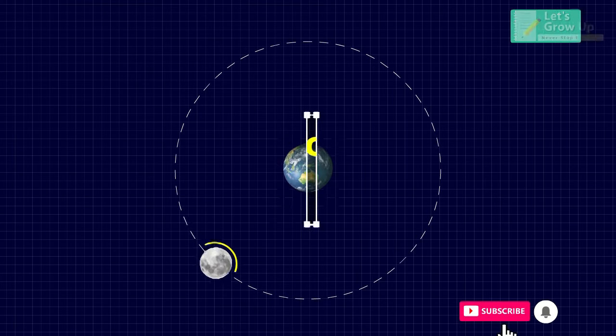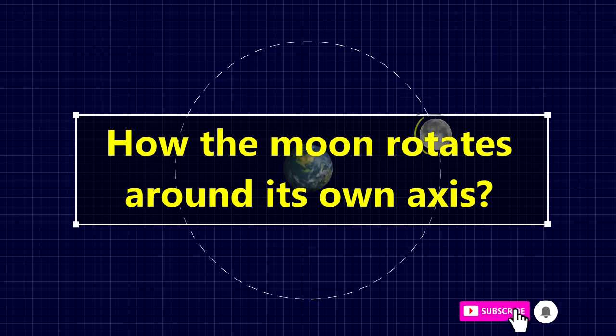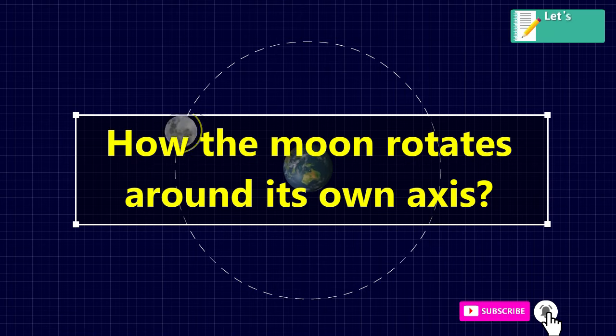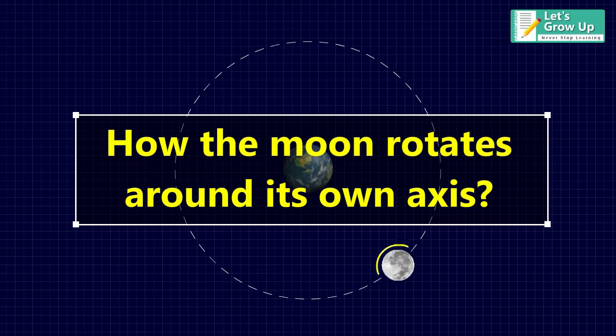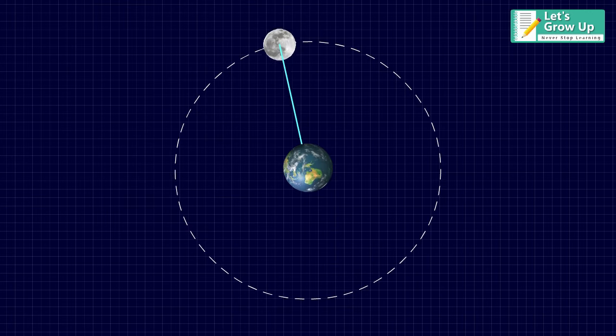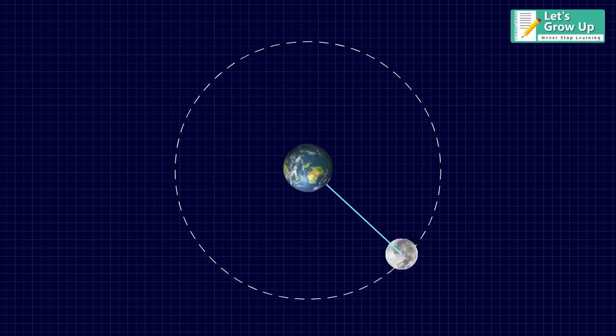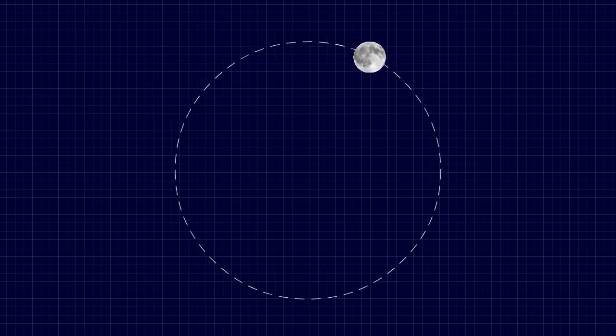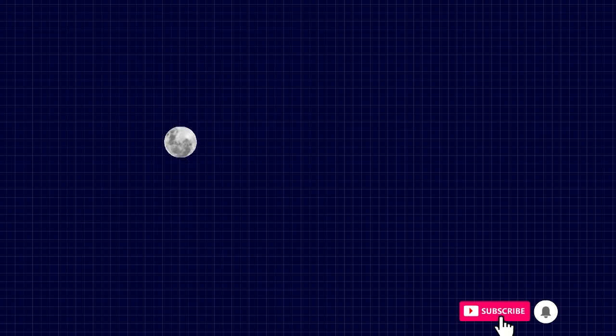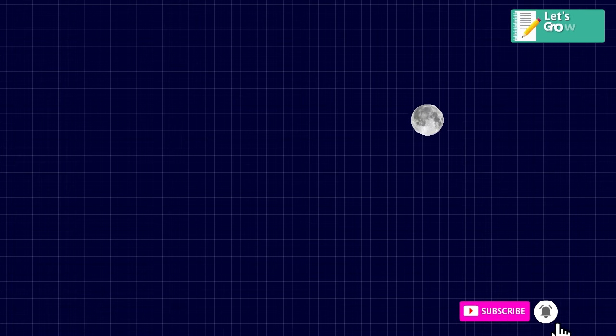Here is a big question: does the moon rotate around its own axis? Let's see. This can be clearly understood if we remove the Earth from the scenario. Here, we can see that the moon rotates exactly once along its axis while completing one revolution.